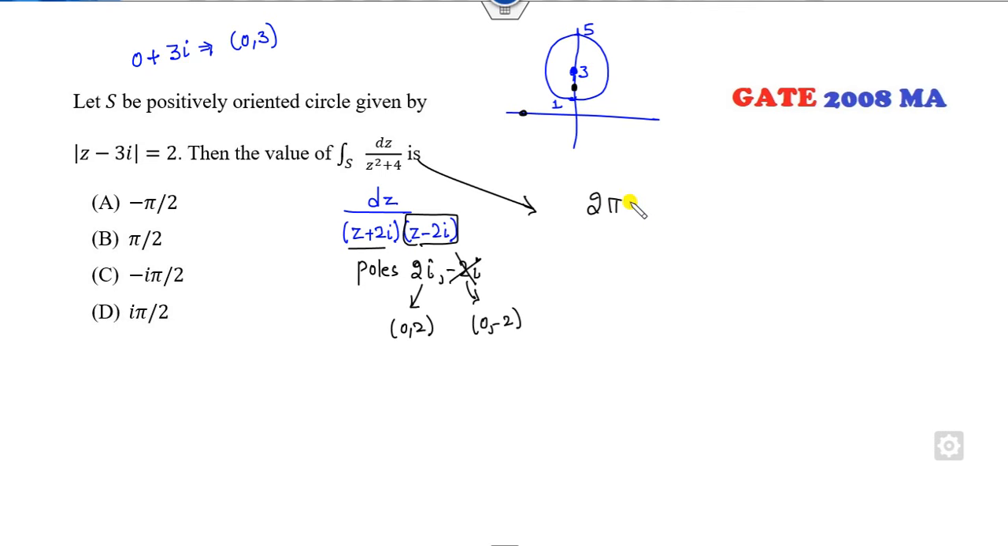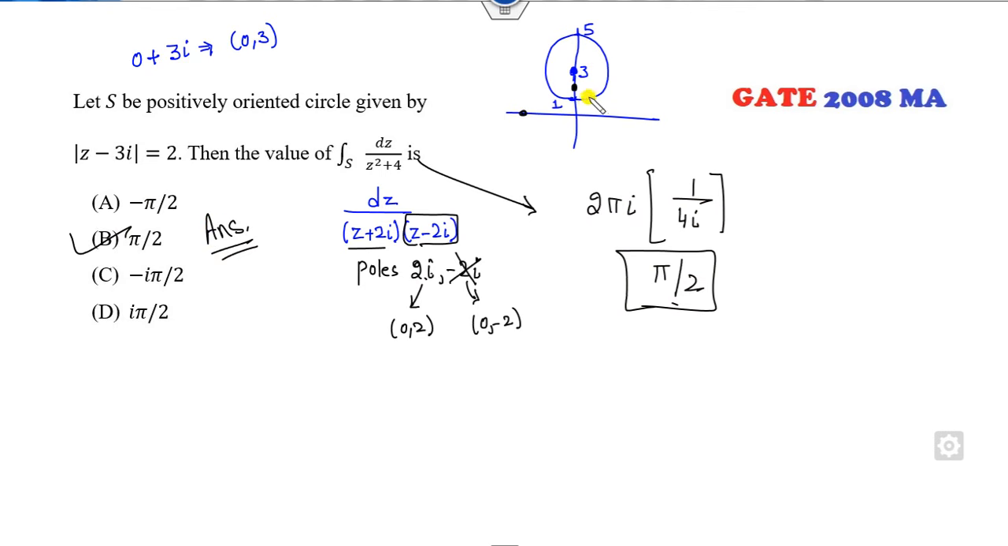So what is the right answer of this? I can write it as 2 pi iota times the residue, where I substitute the value 2 iota here, 1 over this. So pi over 2 is the right answer of this problem. Always draw the graphical representation, look at the poles, whichever poles lie inside, we can find the coordinates and the residue, and you can get your answer.